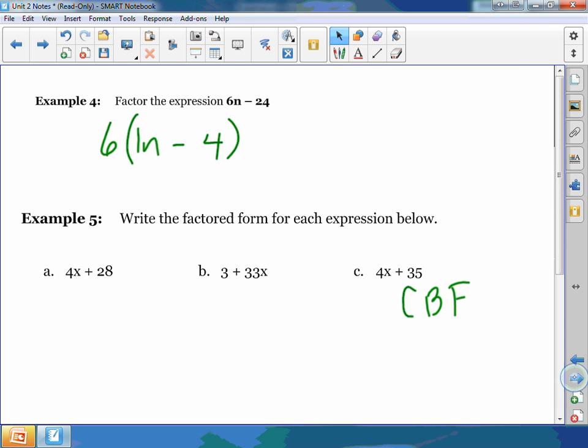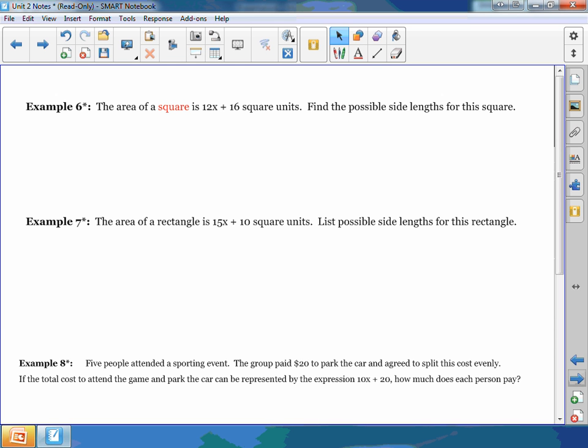All right, great. We're almost here. Take a look at example 6. I've got to make a change here. Example 6 is the area of a square is this. I'm going to change that from the area to perimeter. Perimeter of a square is that. Find the lengths of the sides.